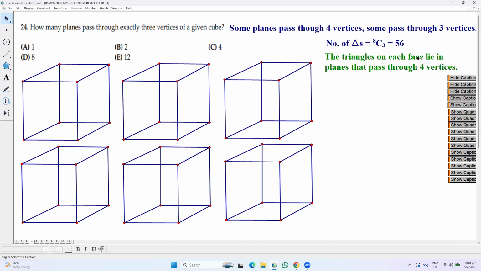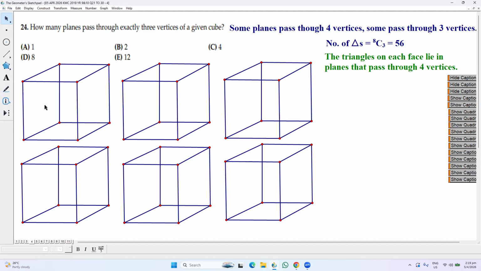The triangle on each face lies in a plane that passes through 4 vertices. So in the plane, if we choose 3 points, we get a triangle. This triangle will be in a plane that passes through 4 vertices. So one face, we can have 4 choose 3. Just take the top face. 4 choose 3 is 4 triangles for one face.